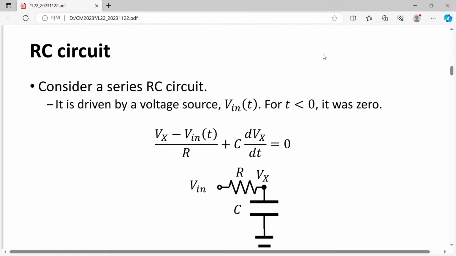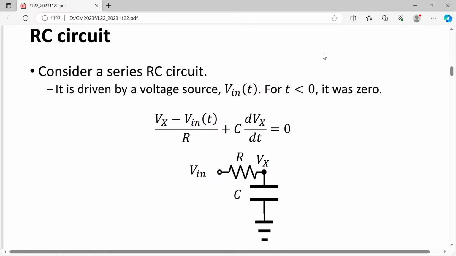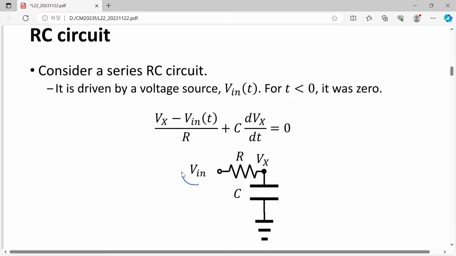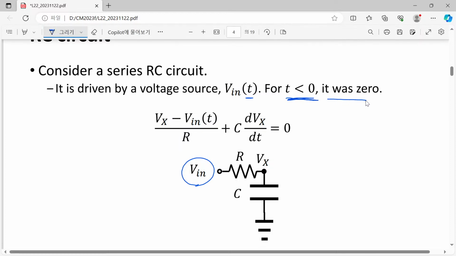So now think about an RC circuit. Here we consider a series RC circuit, driven by the input voltage source V sub in. Of course, this is a time dependent voltage source, and before the zero time instance it was 0. Since this is 0 volt, everything is just 0.